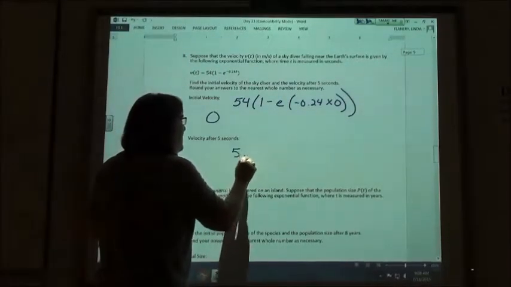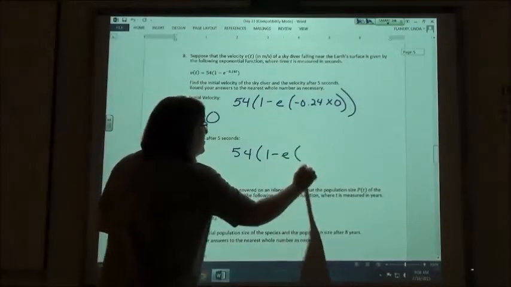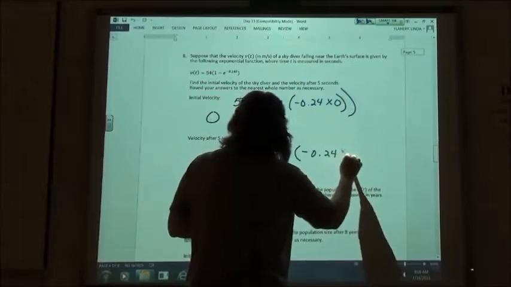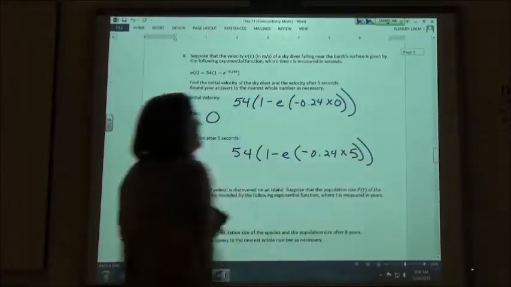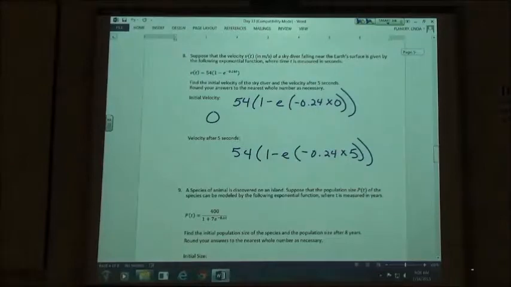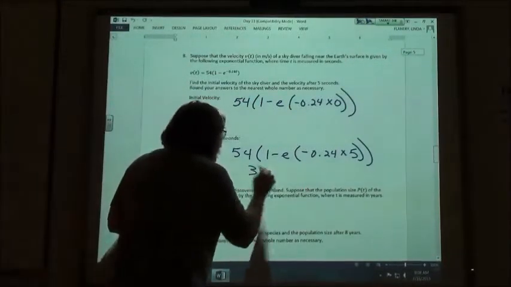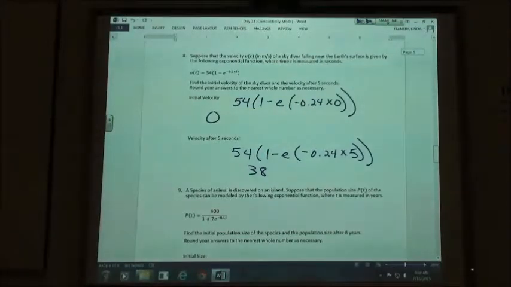So then we have 54, 1 minus e to the negative 0.24 times 5 seconds. That one I better figure out. Parenthesis. And we're rounding to the nearest whole number. Is that 38? I got 38 also. So 38 meters per second is how fast he's falling.